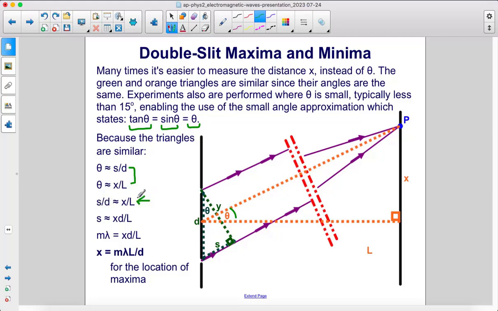Now we can multiply d to the other side, and then previously we figured out that s, this distance here, is equal to m lambda.